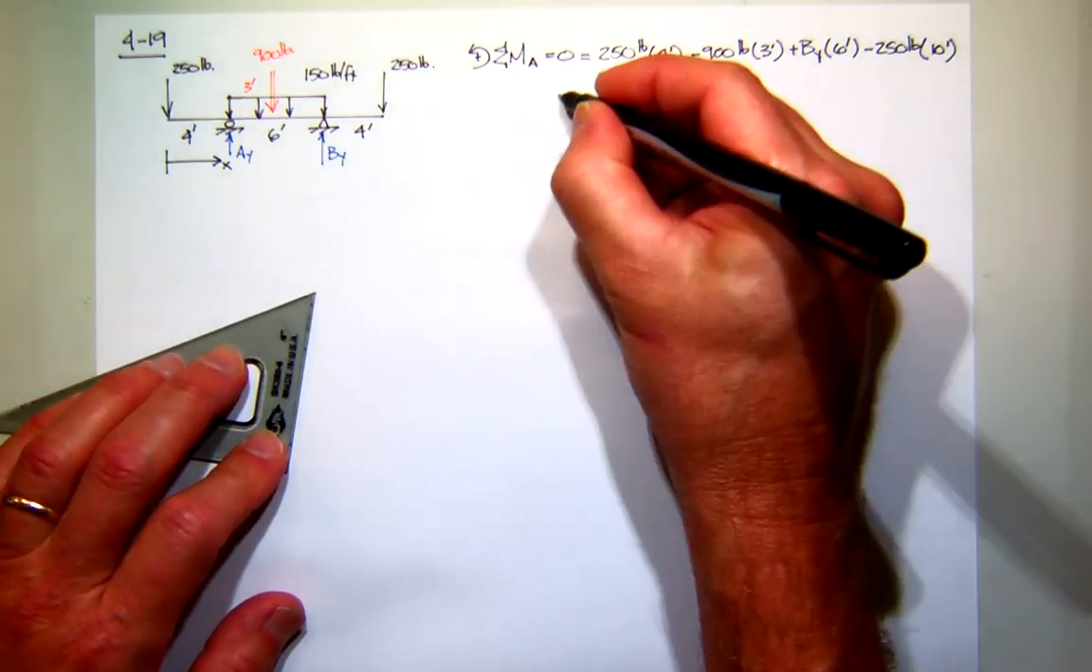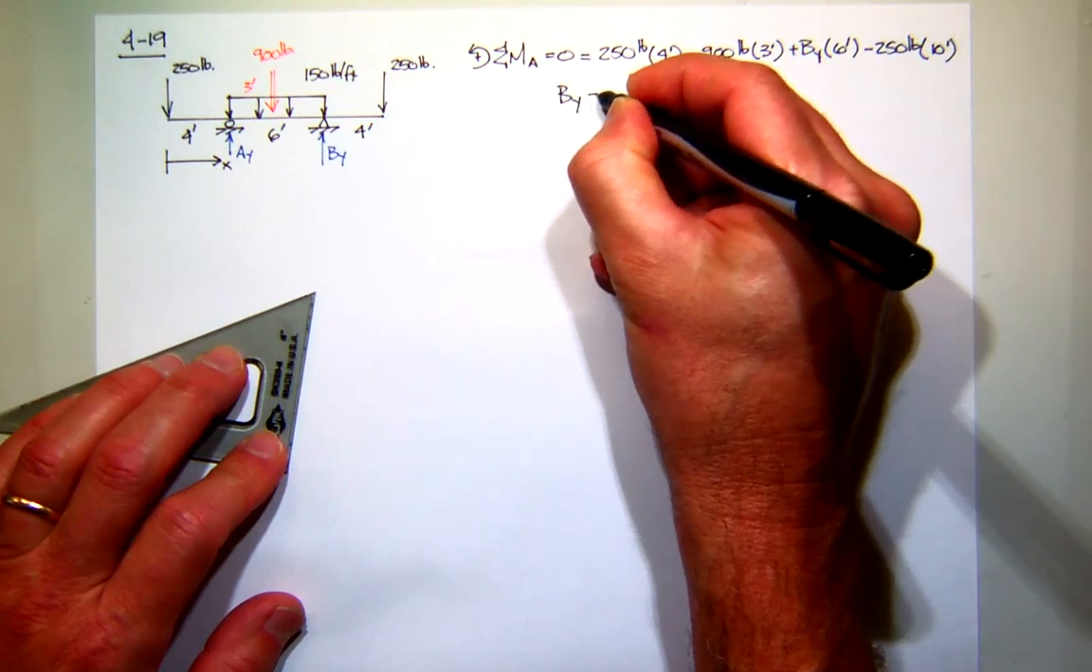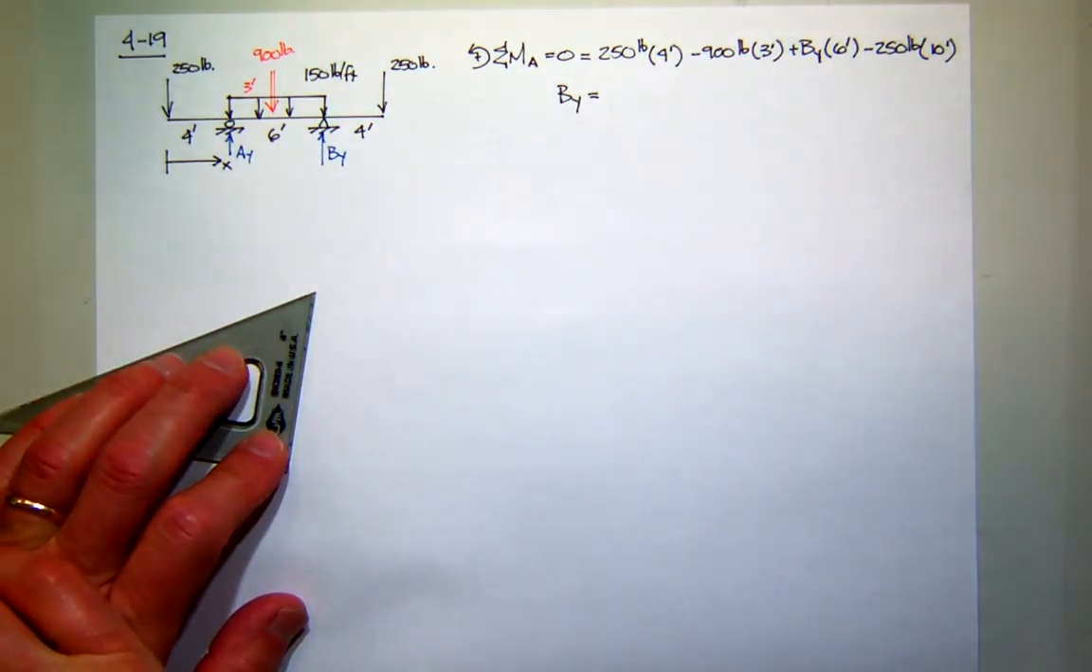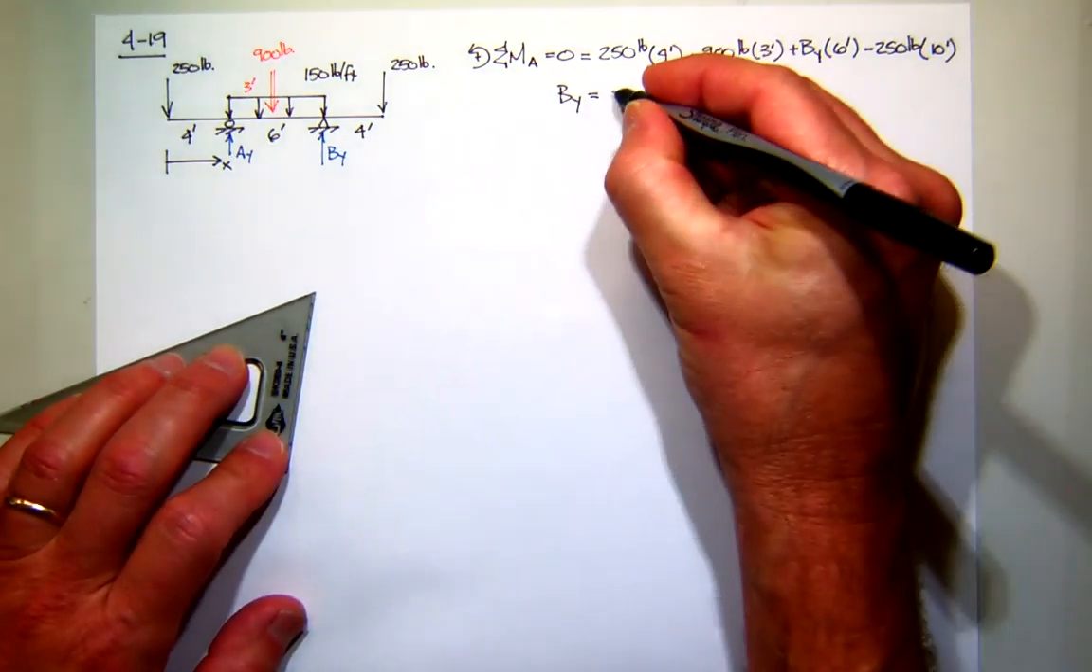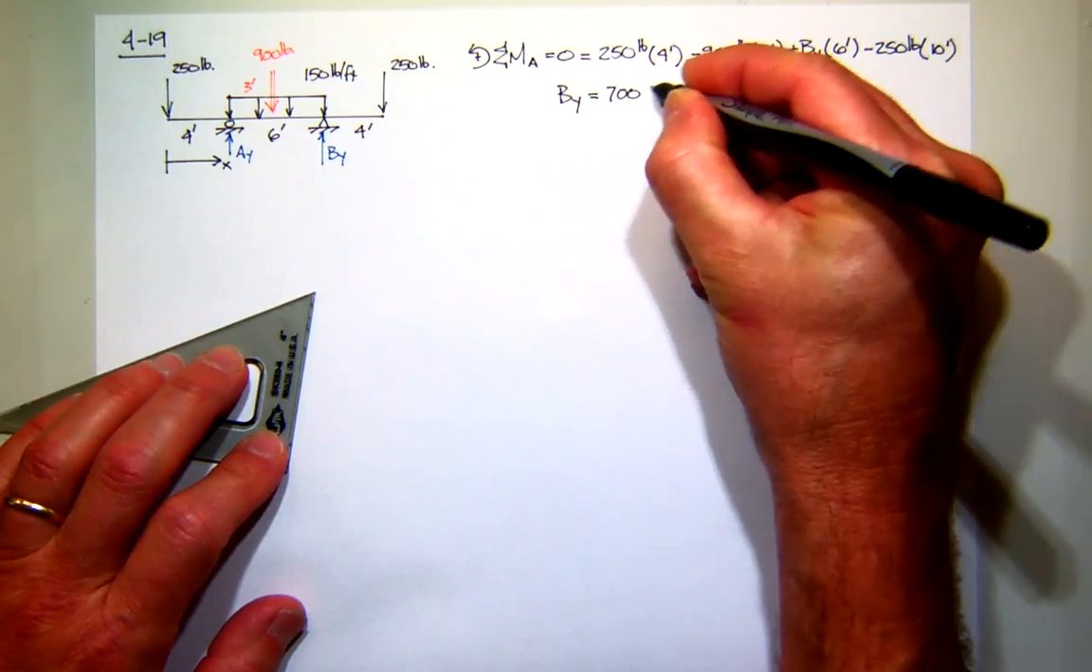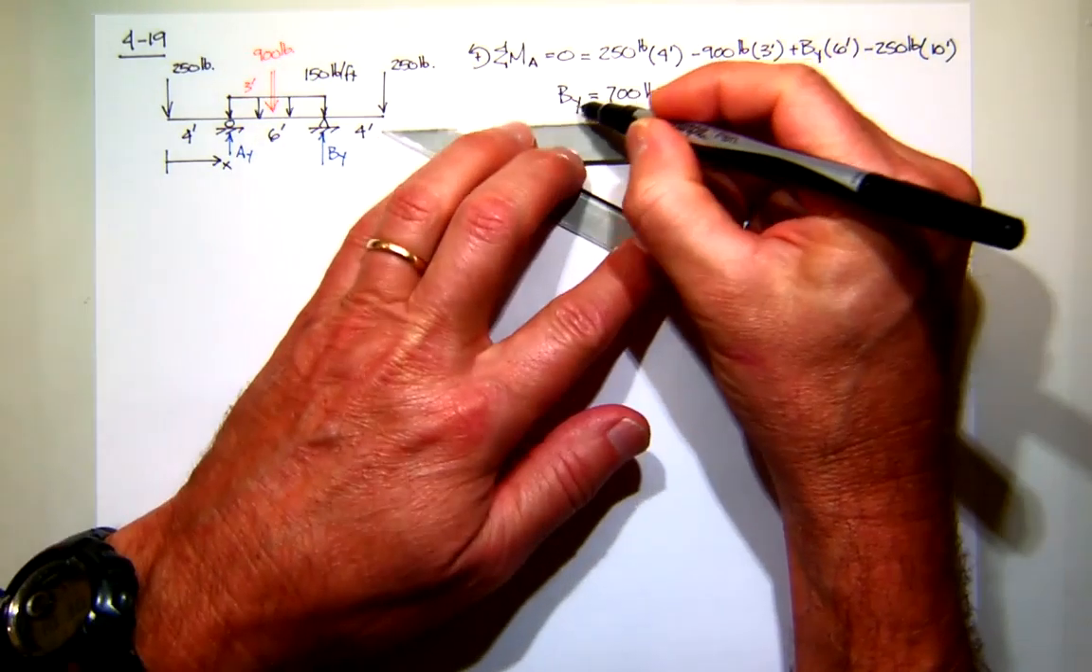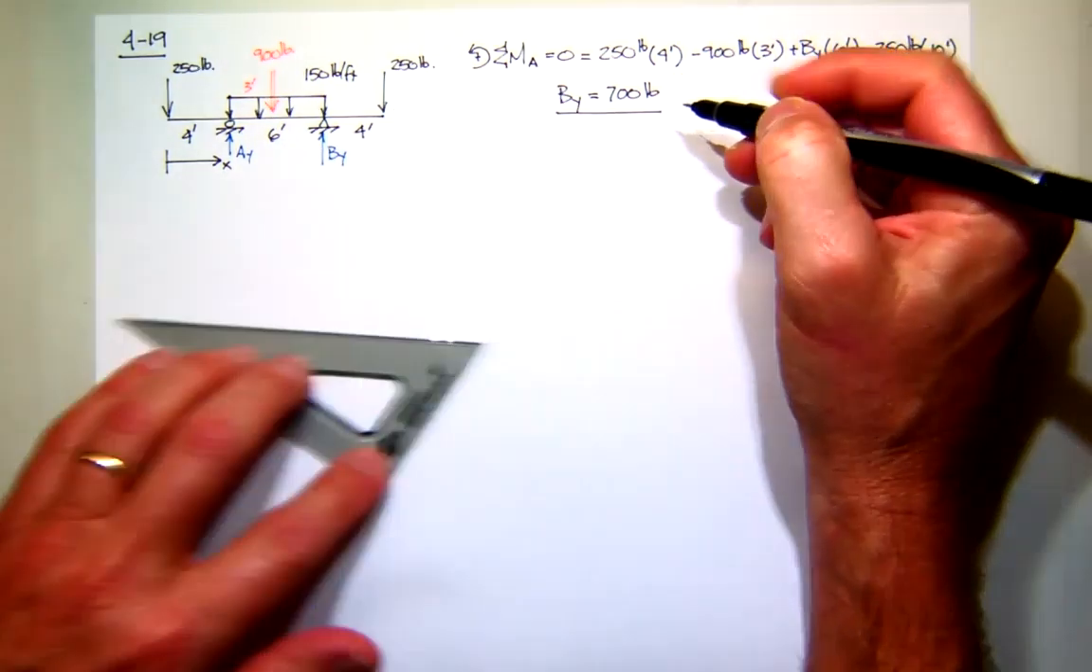So we should find out that By is 700 pounds. I'm guessing. 700 pounds positive. So we assumed the right direction.